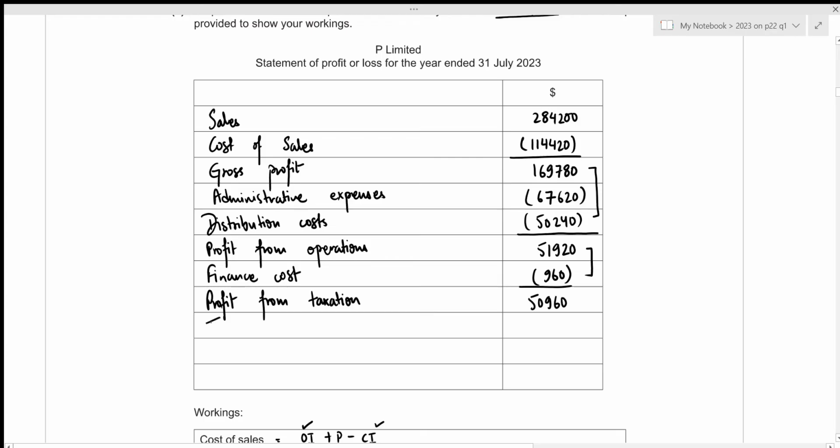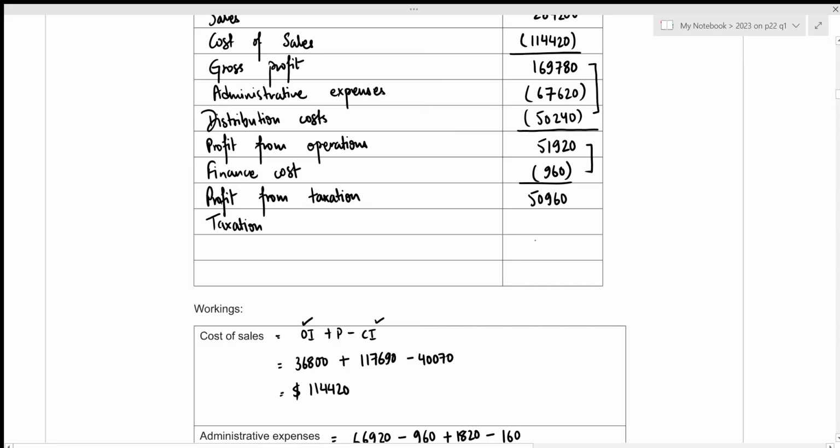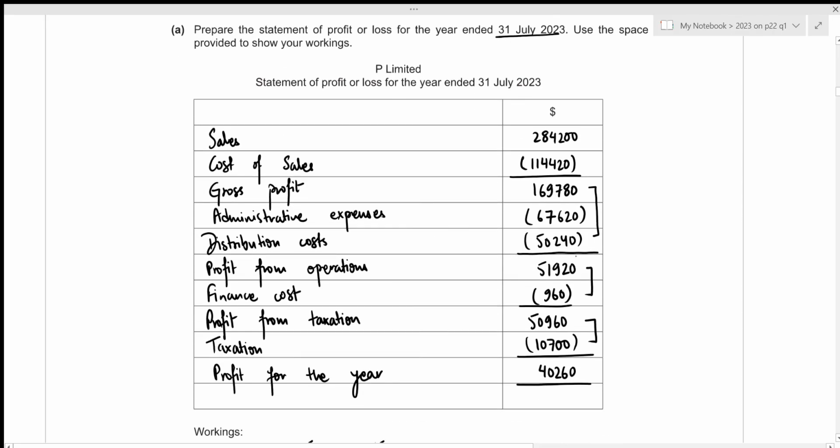Then we will be subtracting the amount for our tax, and it is already given in the question. That's 10,700. Let's subtract it. Now we can use the term profit for the year. And this is going to be 50,960 minus 10,700, which results in 40,260. This completes our statement of profit or loss.